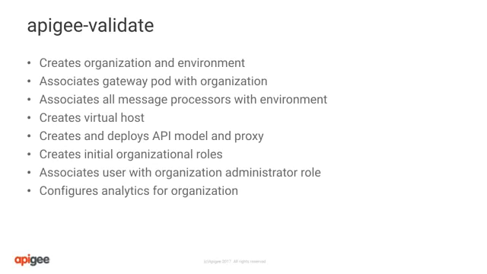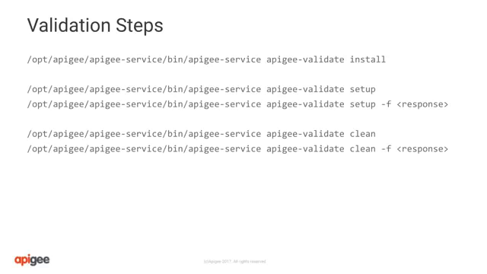We provide a utility for end-to-end validation of the platform after the installation is complete. The utility, named Apigee Validate, will set up an organization and all objects under it, as well as import and deploy a proxy. This utility can be used by the installation team to validate that the platform functions without requiring fully developed API proxies. It's a good idea to run Apigee Validate after each installation to ensure that the platform is functioning as intended. The command to install the validation utility is apigee-service apigee-validate install.